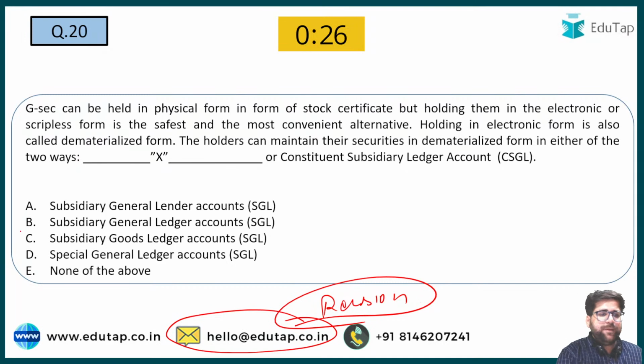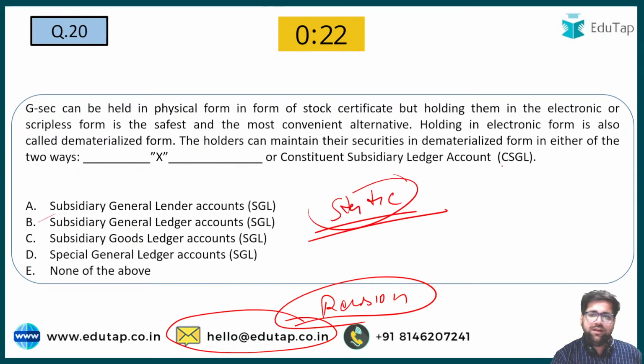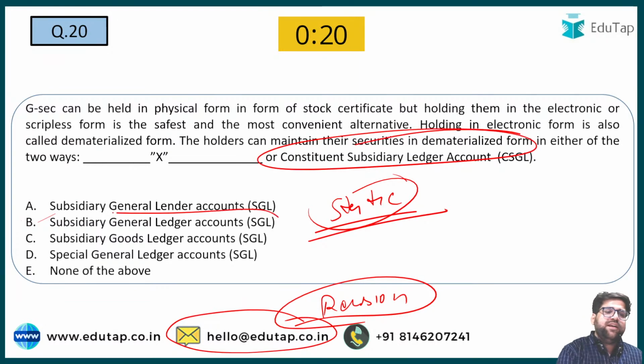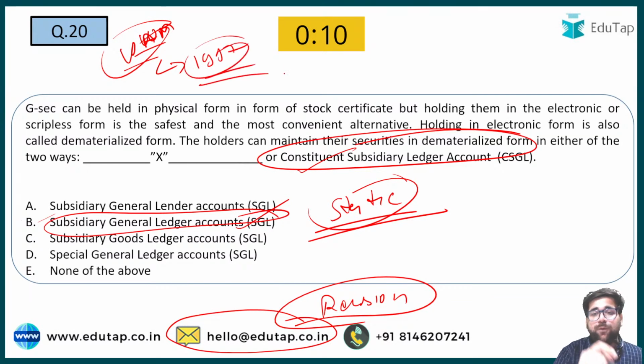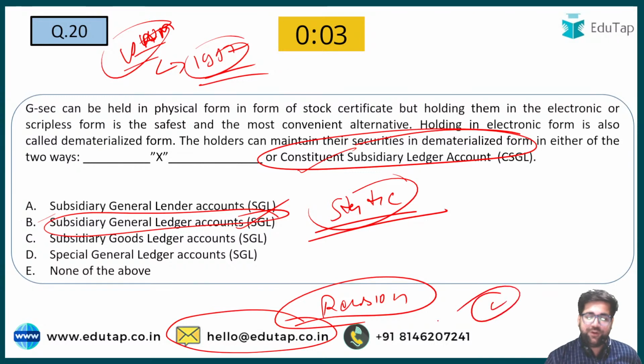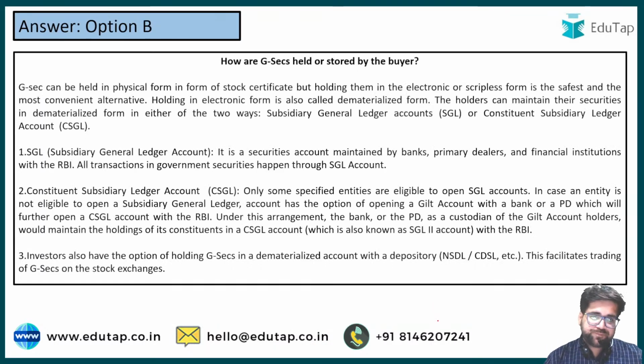Yes, the answer will be B. Subsidiary ledger account, again a static level question. There are two types of accounts which are maintained by RBI when it comes to government security dealing. Just remember these two. Yesterday we discussed WMAs as well. WMA was introduced in the year 1997. This is also very important. There are two types of WMA. So if you have not seen that particular lecture, watch it. Although the discussion level was a bit lower in that lecture, I have tried my maximum to cover it.